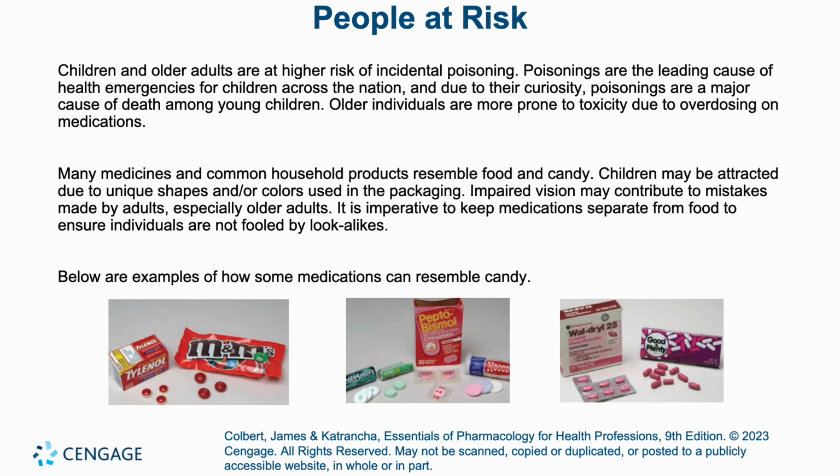Let's talk about some people at risk. Children and older adults are at the highest risk of incidental poisoning. Poisonings are the leading cause of health emergency for children across the nation, and due to their curiosity, poisonings are a major cause of death amongst young children. Older individuals are more prone to toxicity when they overdose on medications because their metabolism slows.